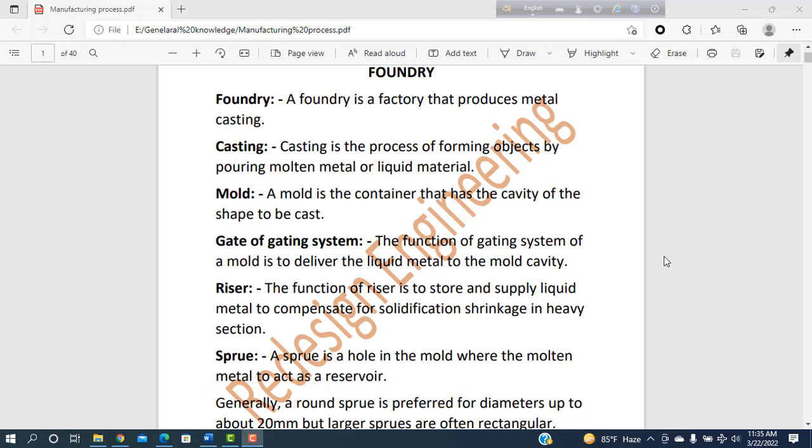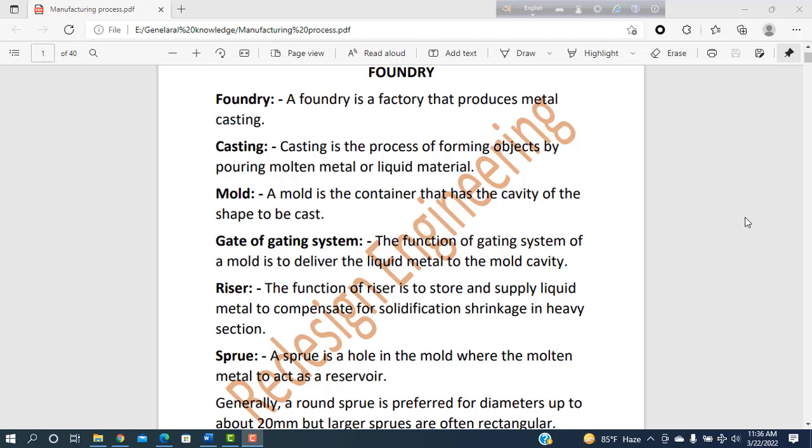Today I'll discuss the important questions of a foundry in manufacturing processes. So let's start. Foundry. A foundry is a factory that produces metal castings. Casting. Casting is the process of forming objects by pouring molten metal or liquid material. Mold. A mold is the container that has the cavity of the shape to be cast.